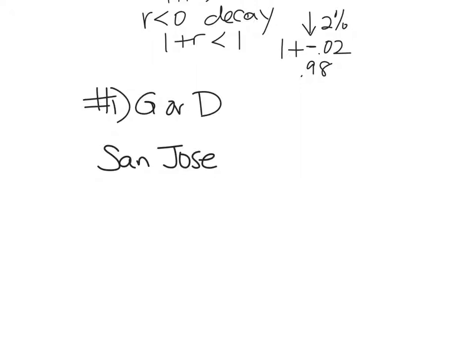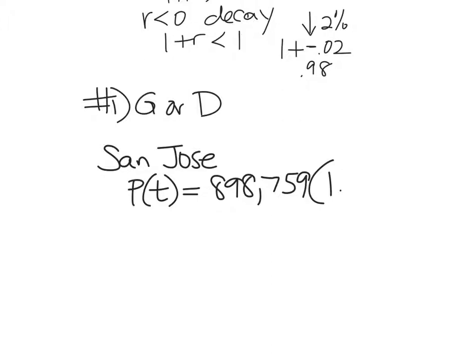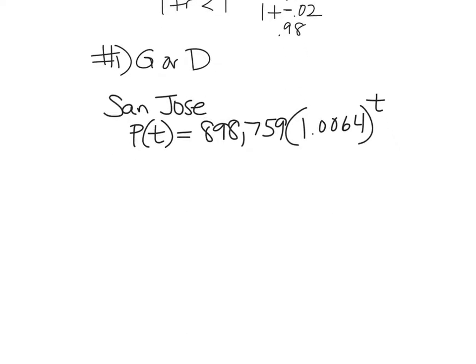No, I haven't done any yet. Number 1? Yeah, so the Sharks. No one likes the Sharks. Okay, in San Jose, it says the population as a function of time would be 898,759 times 1.0064 to the T. We're going to talk about that in just a minute.